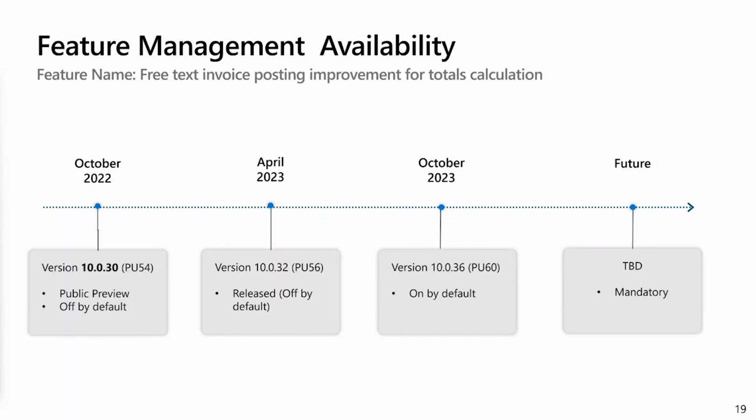This is the availability for the same one, totals calculation. It will be in public preview in 10.30. Then from 10.30, this is the major release where it will be released off by default. But from the next major release, which will be in October 23, it will be on by default. And then in the future, we will make this feature mandatory.